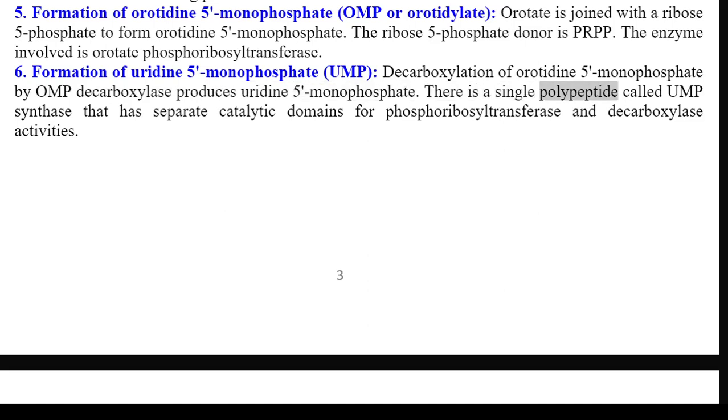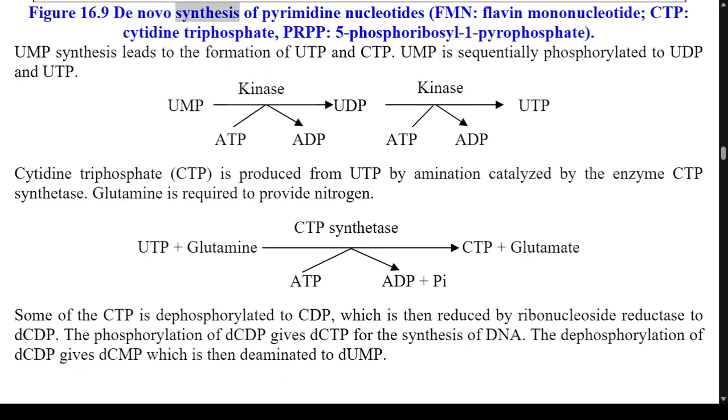There is a single polypeptide called UMP synthase that has separate catalytic domains for phosphoribosyl transferase and decarboxylase activities. Figure 16.9 De novo synthesis of pyrimidine nucleotides. FMN, flavin mononucleotide; CTP, cytidine triphosphate; PRPP, 5-phosphoribosyl 1-pyrophosphate. UMP synthesis leads to the formation of UTP and CTP. UMP is sequentially phosphorylated to UDP and UTP.